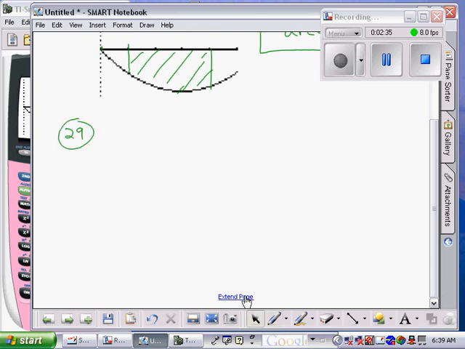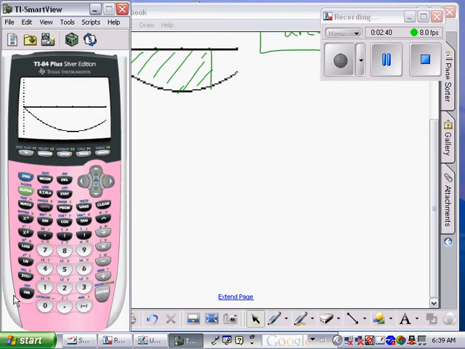And 29 is sine of pi over 6x. So let's go back in here and type that in. I'm going to put pi x divided by 6 to make sure I get that x multiplied there. Okay, and we're supposed to go from 0 to 7 on that. So I'll just set my window to go 0 to 7. Then we'll just see exactly what we're supposed to.